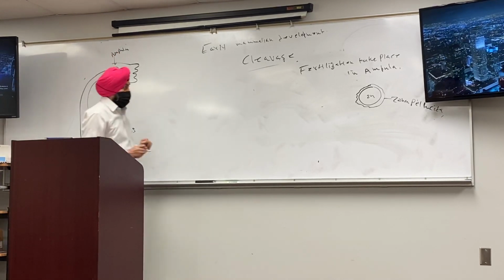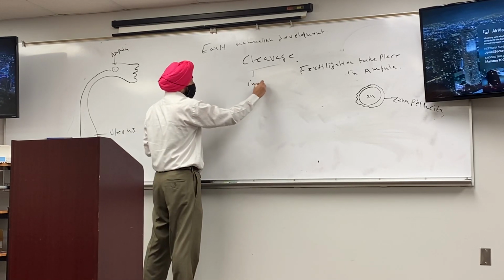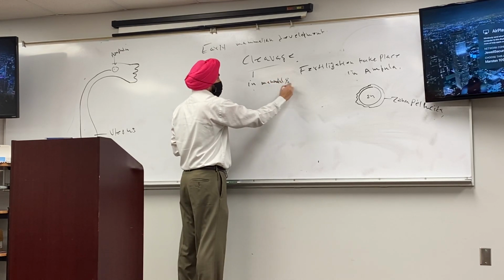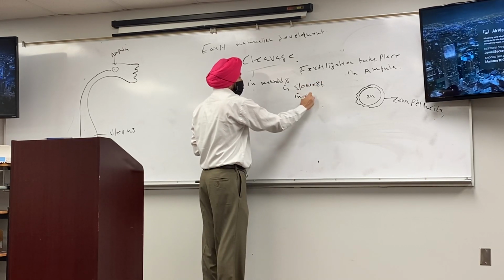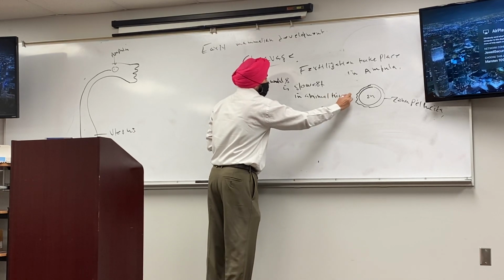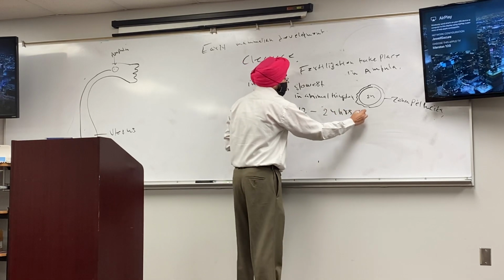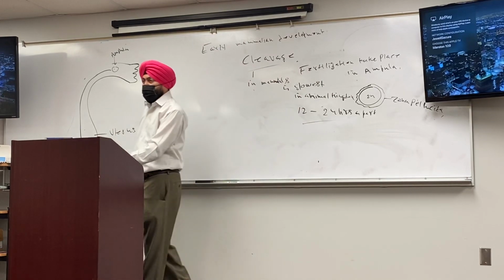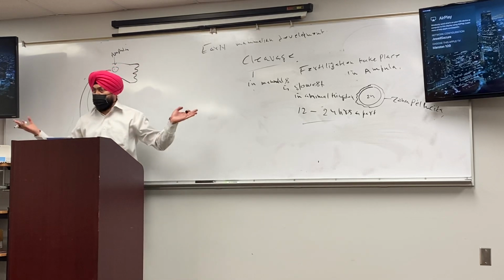Now, the cleavage in mammals is the slowest in the animal kingdom. The slowest in the animal kingdom. So usually it can be 12 to 24 hours apart. It's not like we saw in the amphibian movie, like click, and they are dividing. So it can divide and then stop.